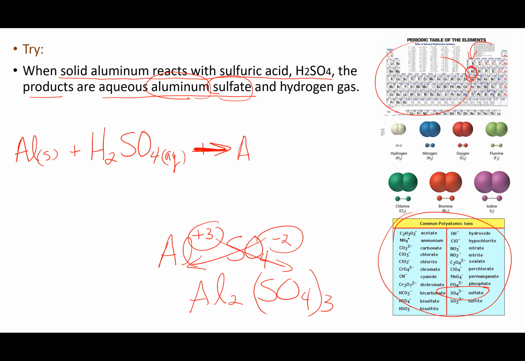Do not do your bonding in your chemical reaction. That is just incorrect. And it is aqueous. This tells us aqueous, so that state of matter is AQ, plus hydrogen gas. Hydrogen gas is H2 gas. How do we know it is an H2? Again, from our list of diatomics.